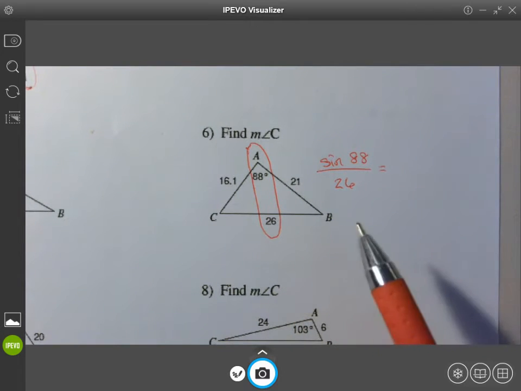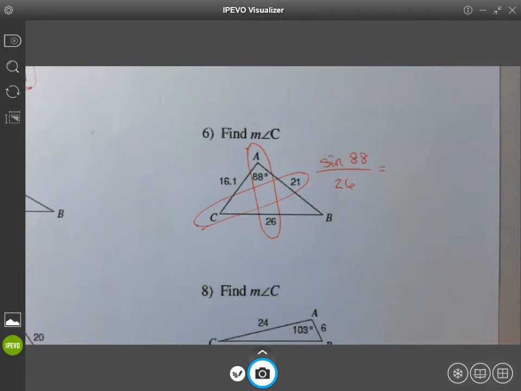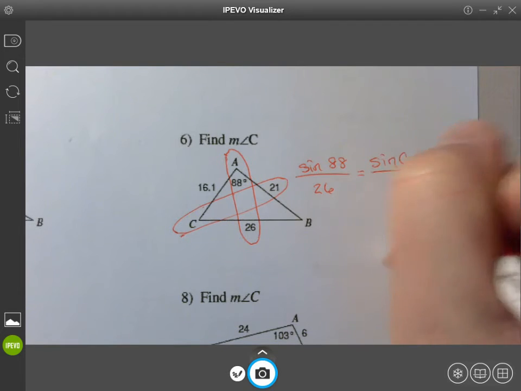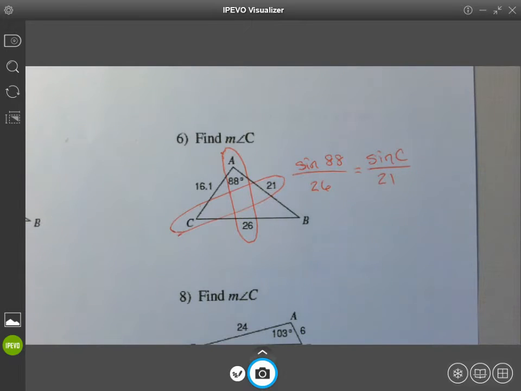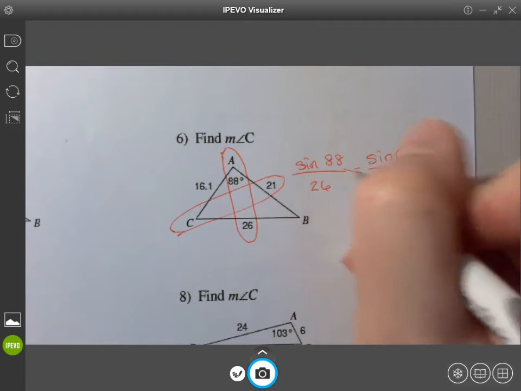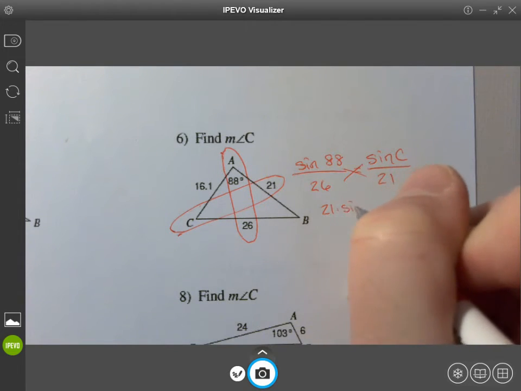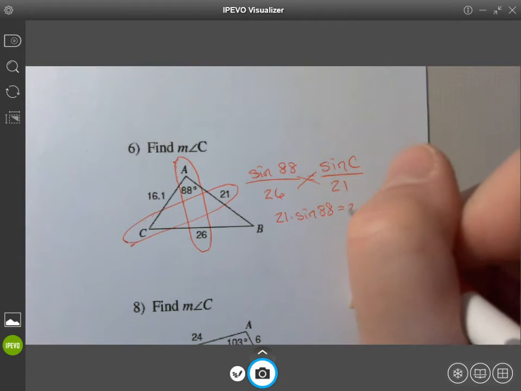Now, I'm not going all willy-nilly. If they ask me to find angle C, then I'm not worried about anything to do with B. So this would be the sine of angle C over 21. Okay, we're going through the same cross products, but because I'm finding a missing angle, what do I eventually do? I'm going to eventually do the inverse, okay? So let's cross multiply. Sine 88 times 21. I like to put that 21 first. I have to write a little smaller. And that equals 26 times sine C.